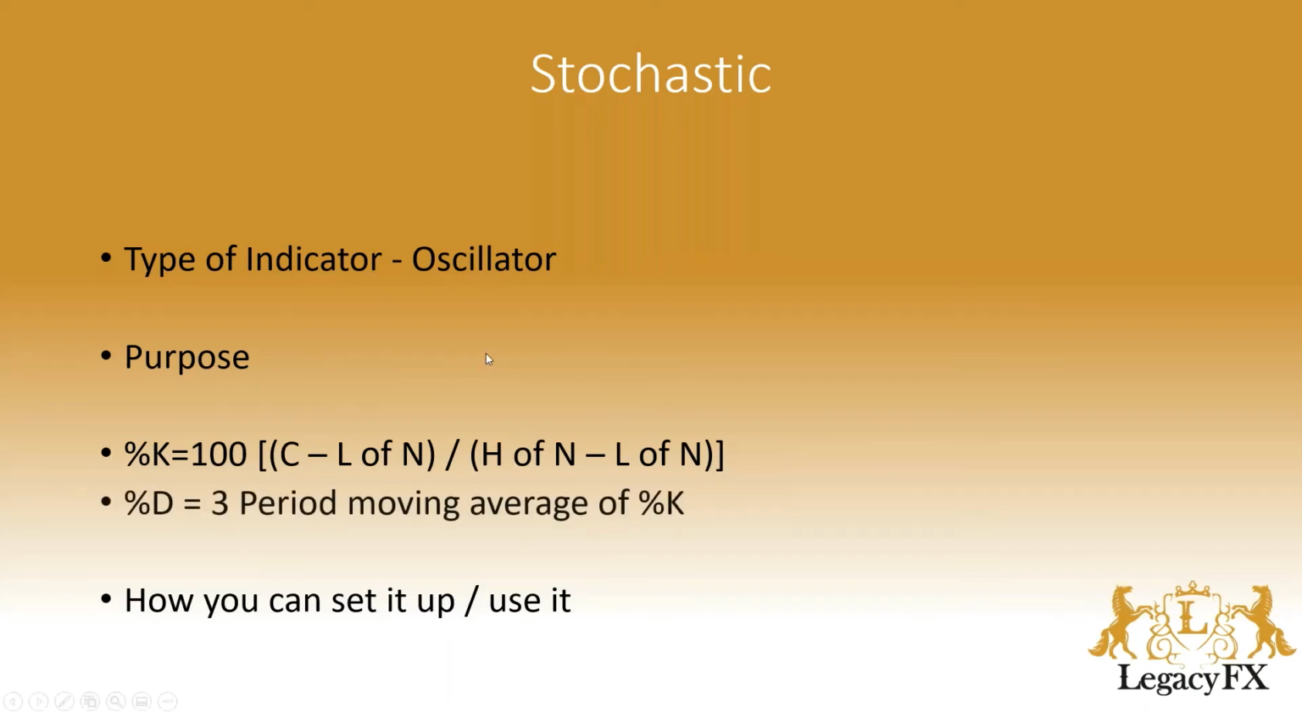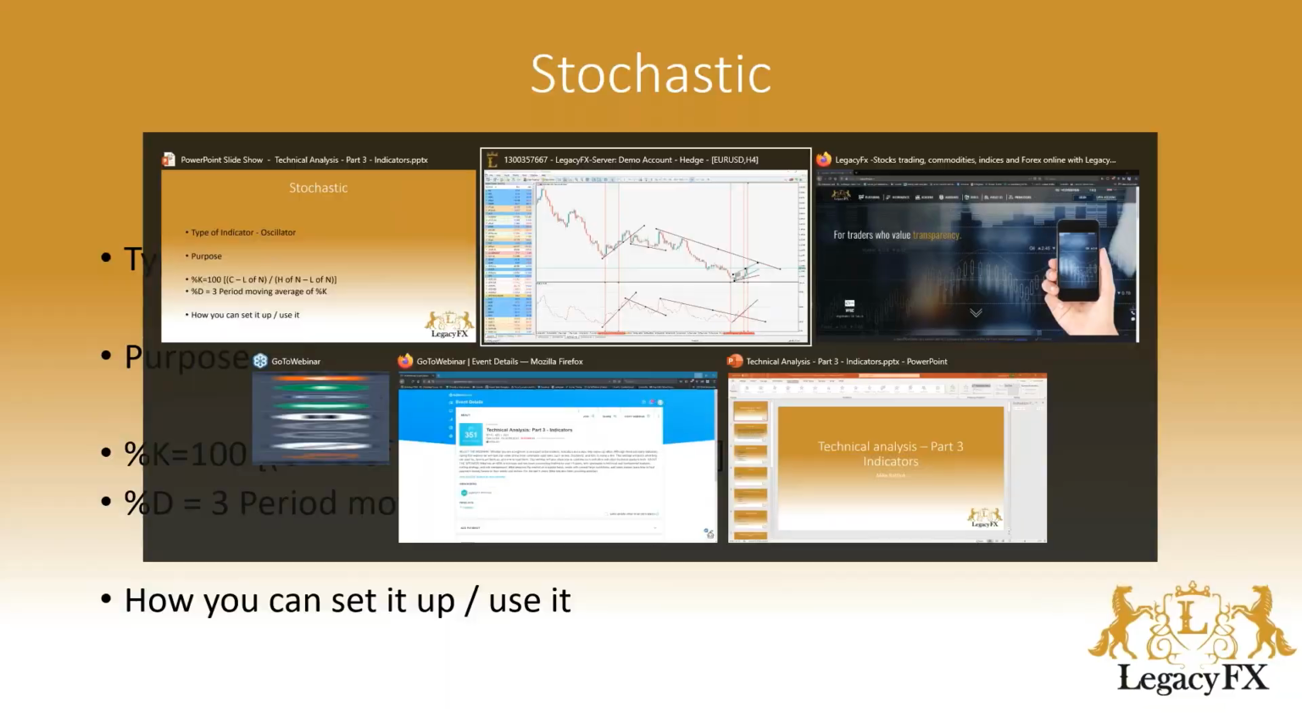That's the second line. And that one is percentage D, which is a 3-period moving average based on percentage K. Don't worry about what that means. You don't need to understand how any of that works. But just understand it calculates from two parts. So how do we set it up and how do we use it? Well, let's go back to the chart.